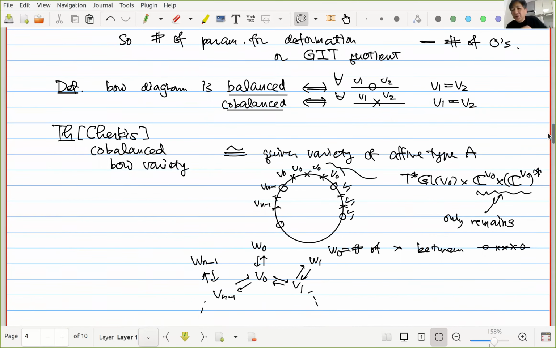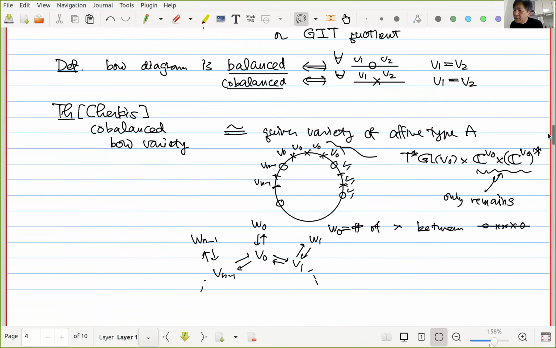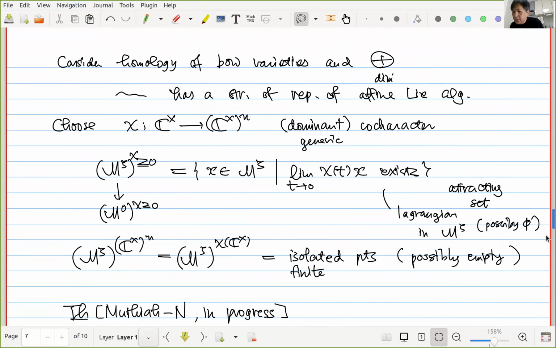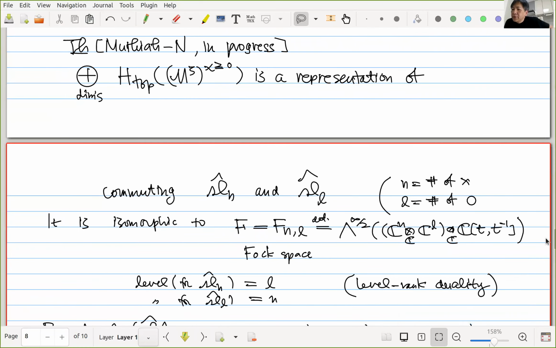And the second, you should study the representation theory of this quantization of Bow varieties, and the expectation is similar to the statement which I just explained. Corresponding to the attracting set, this corresponds to considering a certain category O. So you must define category O appropriately.